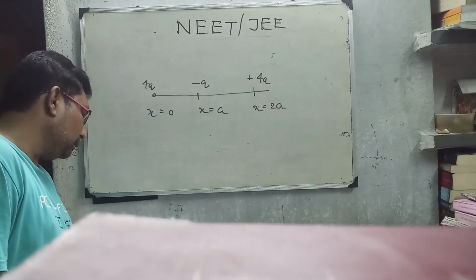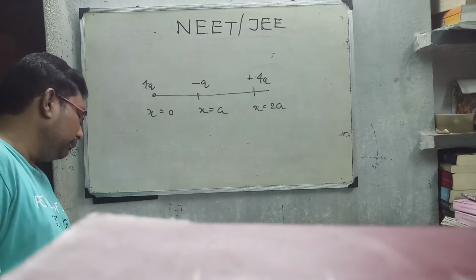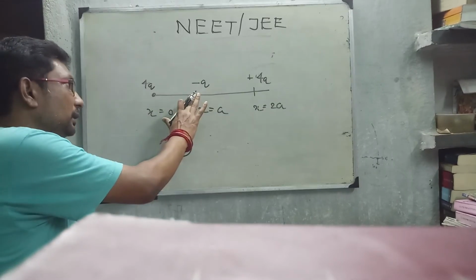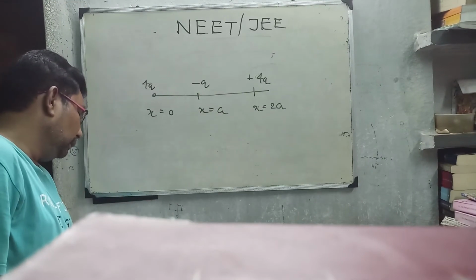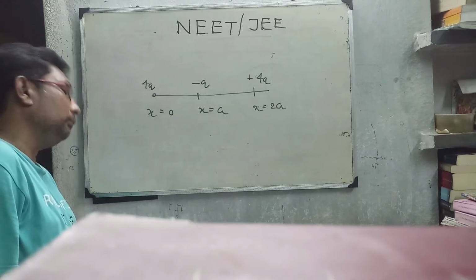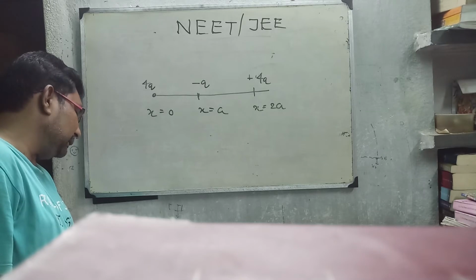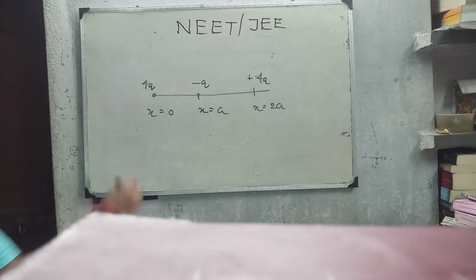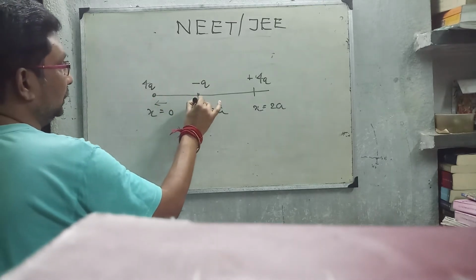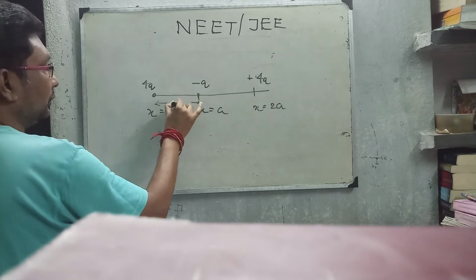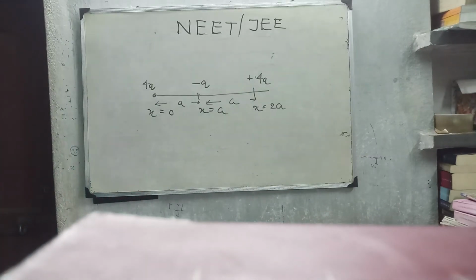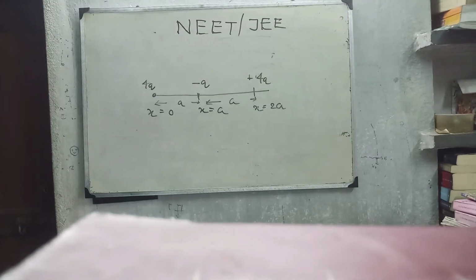There are four options. Option 1: only minus q is in stable equilibrium. None of the charges is in equilibrium. All the charges are in unstable equilibrium. All the charges are in stable equilibrium. We have to calculate. This is a and this is a. If all the charges are in equilibrium, then any terminal charge will be in equilibrium.